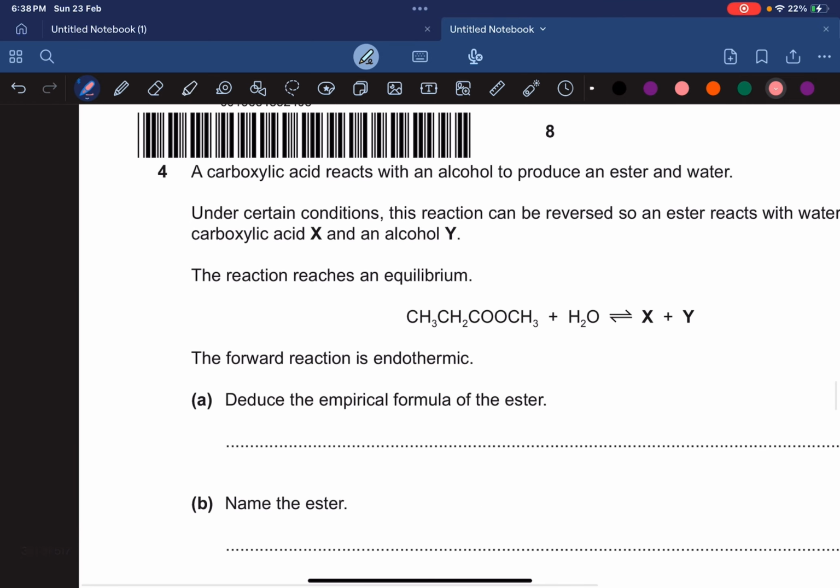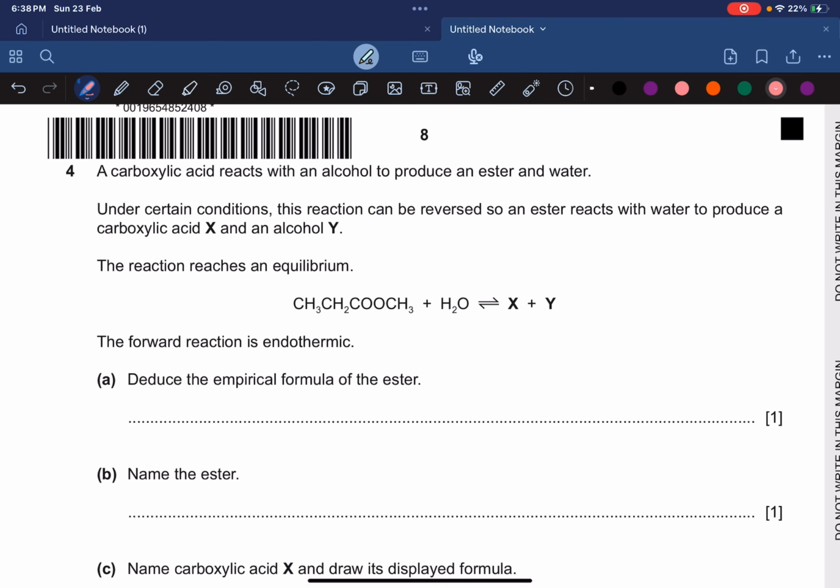A carboxylic acid X reacts with an alcohol Y to produce an ester and water. Under certain conditions, the reaction can be reversed. So an ester reacts with water to produce carboxylic acid X and alcohol Y. The reaction reaches an equilibrium. Okay, the forward reaction is endothermic. Deduce the empirical formula of the ester.